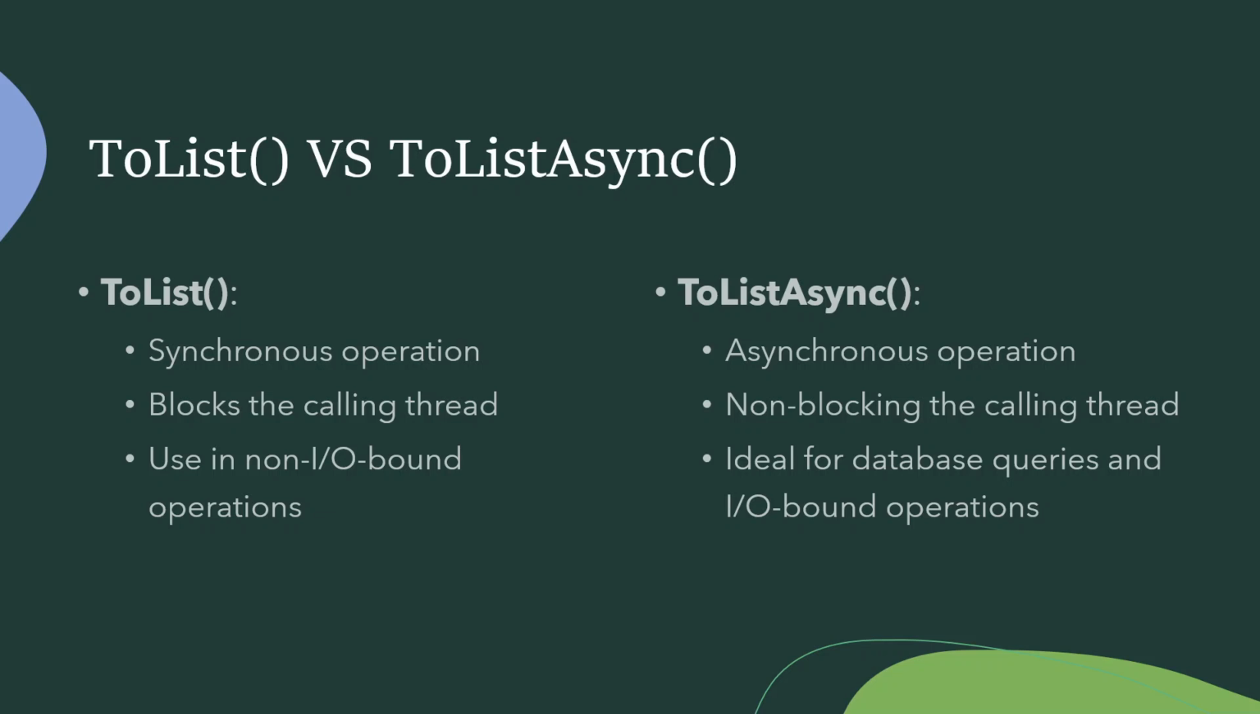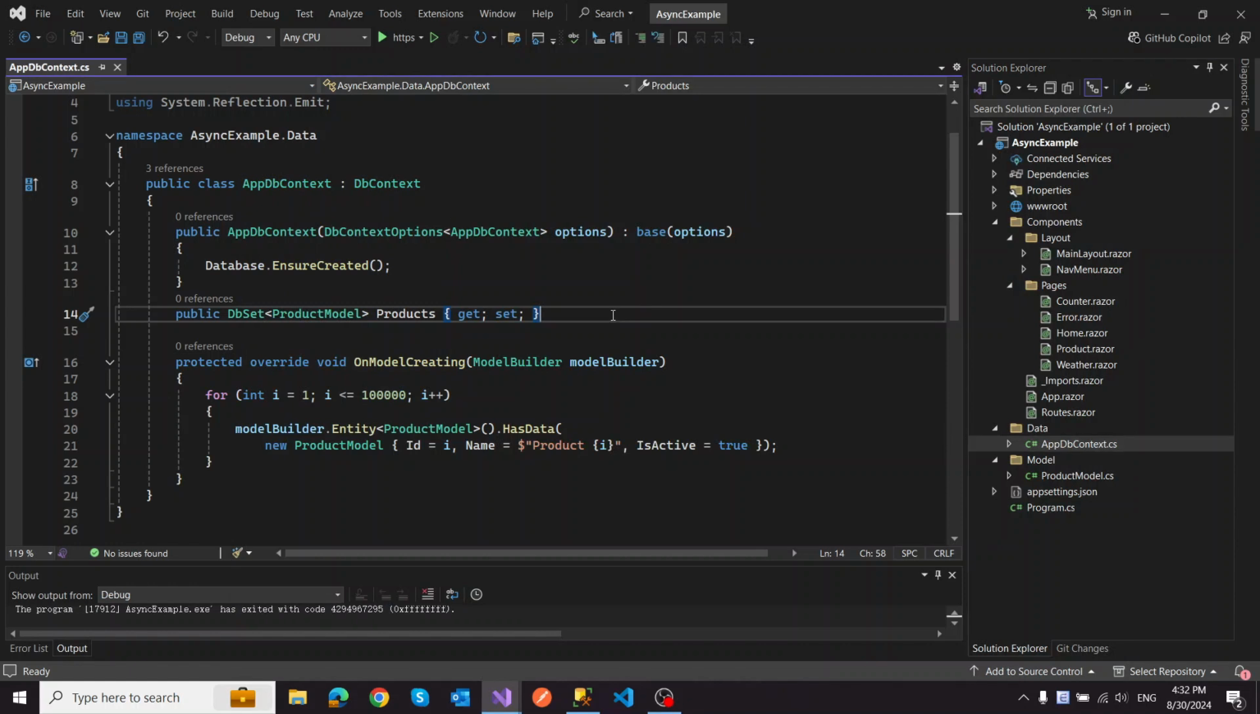In summary, if you're performing operations that might take a while, especially involving I/O, go for ToListAsync. For quick operations where blocking isn't a concern, ToList can be sufficient. Now let's demo to see the difference between ToList and ToListAsync.